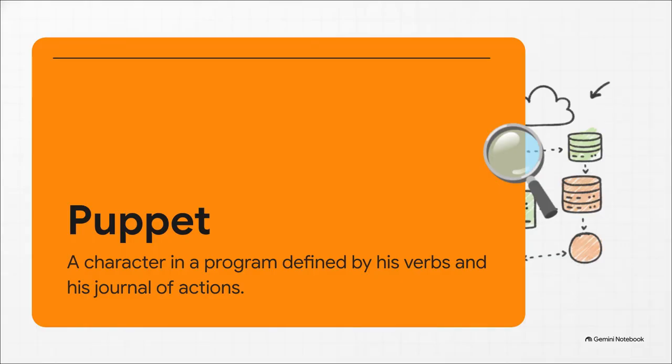A puppet is essentially a character in a program. It's a named who, defined by his verbs, which is what he knows how to do, like sell or pack, and his journal. The journal is the diary of everything he's done, written out as sentences, in order. That pair is his identity.